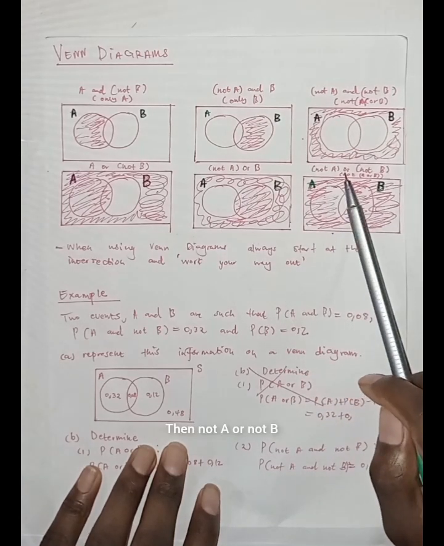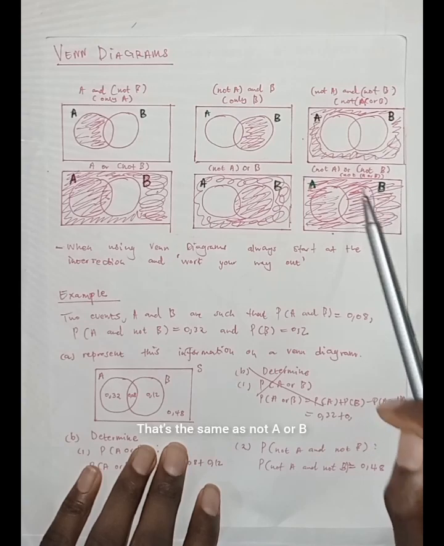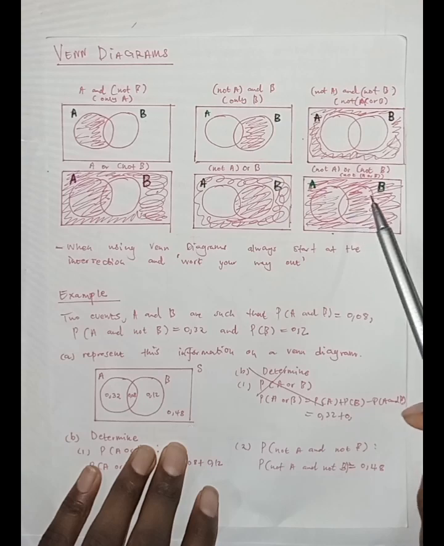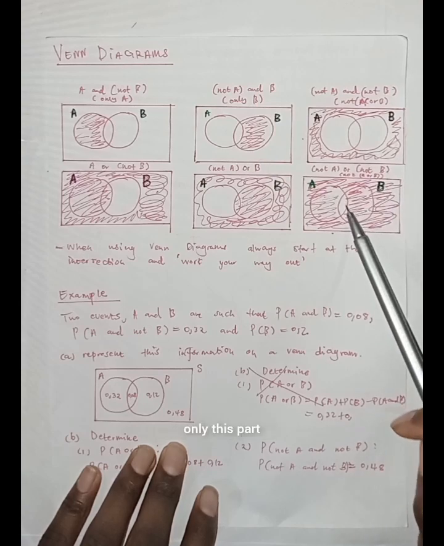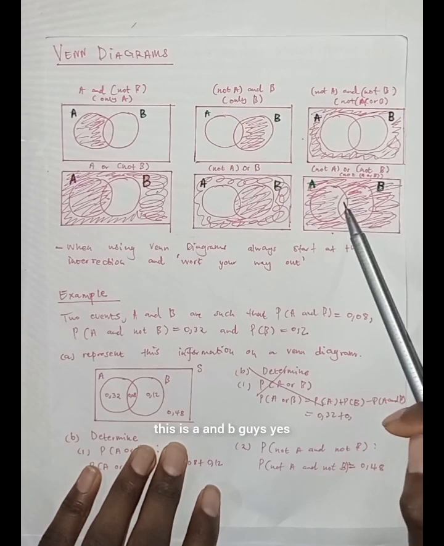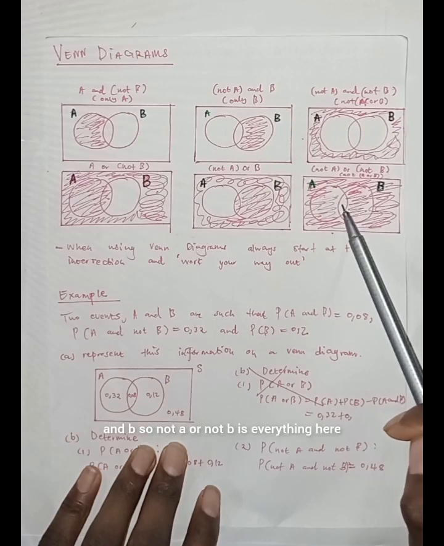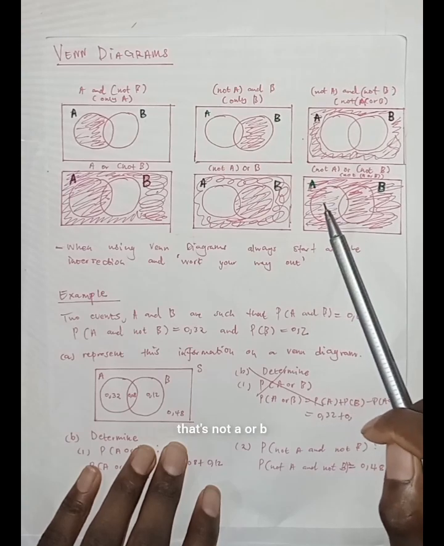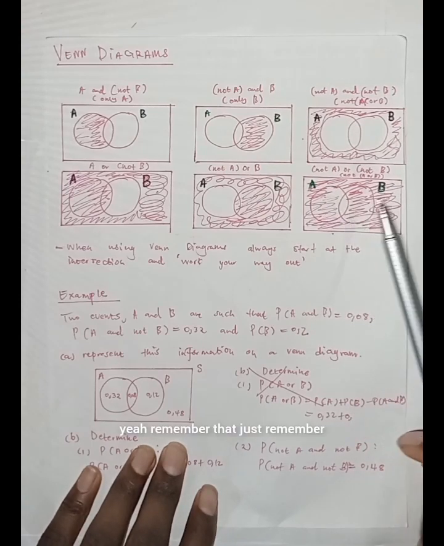Then not A or not B. That's the same as not A and B. Not A and B would be only this part. This part is the thing that is not A or B. Why? It is not a union. It's an intersection. So what does that mean? This is A and B, guys. Yes, that's what it means. So not A or not B is everything here. This shaded part here, that's not A or B. Remember that. Just remember that.